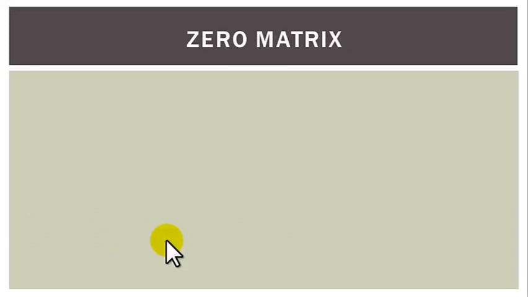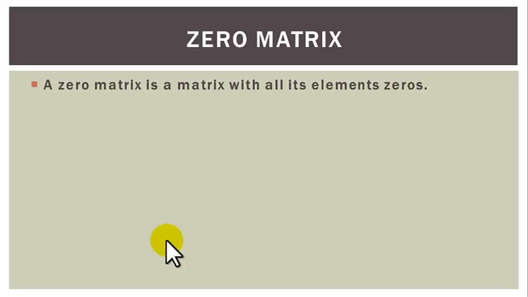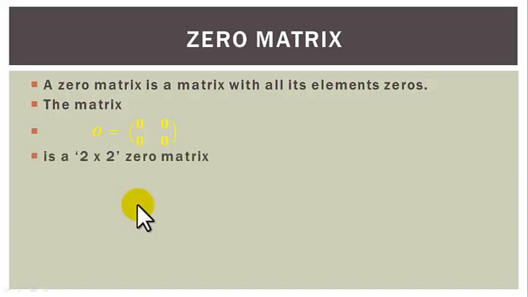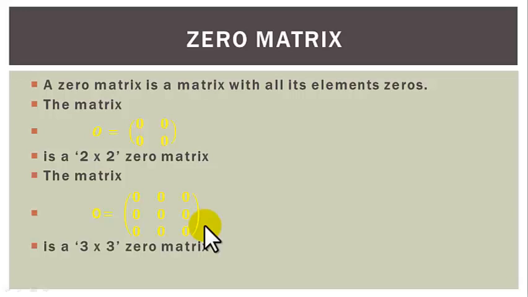Zero matrix. A zero matrix is a matrix with all its elements zeros. This is an example of a zero matrix. This is a 2 by 2 zero matrix. This is another example. This is a 3 by 3 zero matrix, and so on.